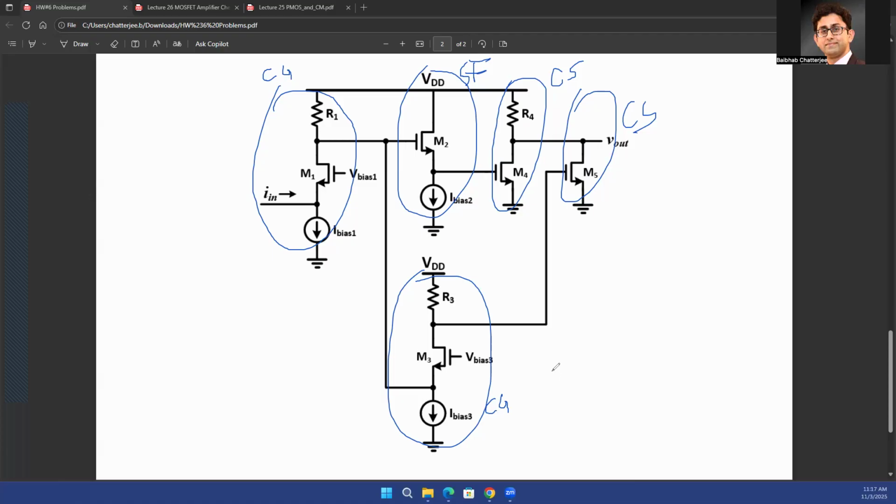Okay, any other questions on this? If not, let's look into the current meters for a bit.